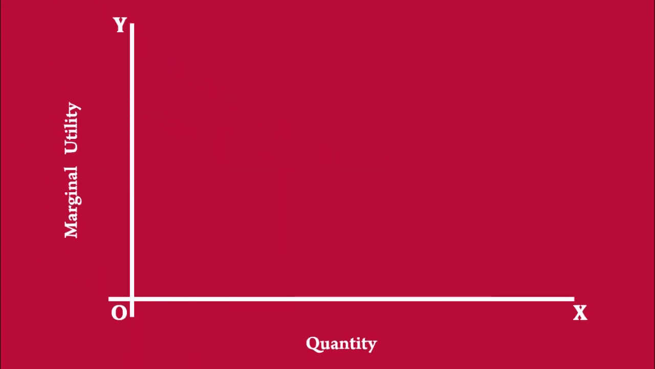Let us take this graph. Marginal utility of 1 unit of money is measured along the y-axis. Quantity is measured along the x-axis. Marginal utility of 1 unit of money spent on good X is represented by MUX by PX curve. Each point on the curve represents a certain quantity of good X and marginal utility of 1 unit of money.